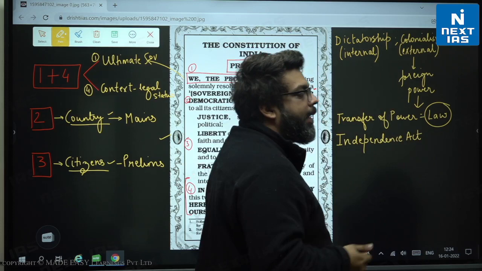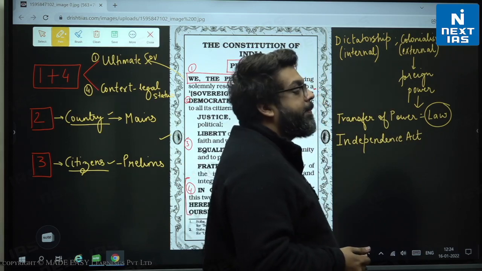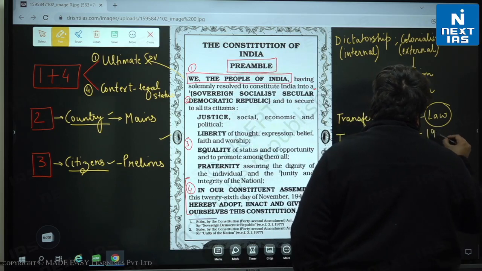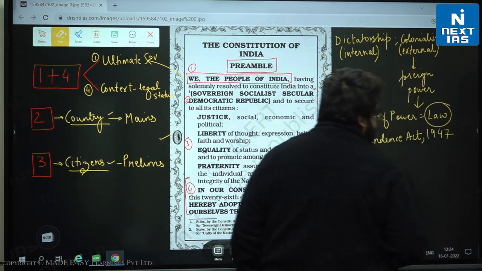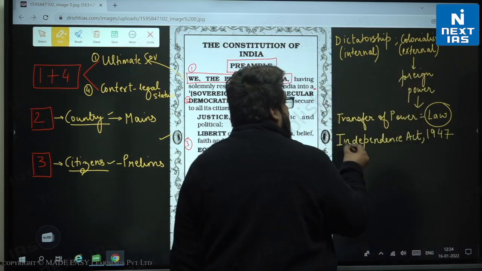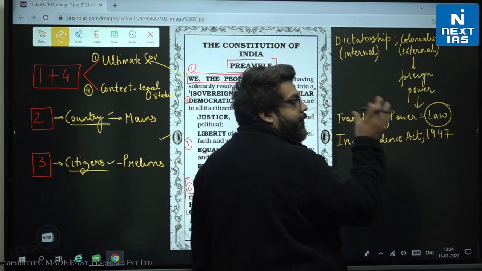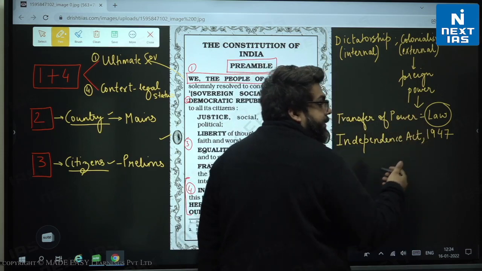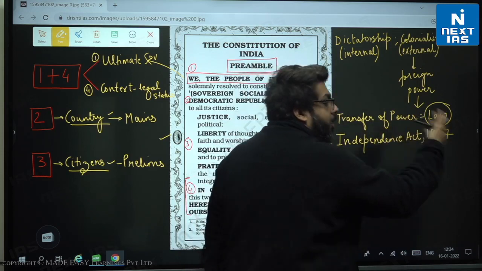passed in the British Parliament. At that time, the British Prime Minister was Clement Attlee. It is the Indian Independence Act of 1947, which was transferring the power from the British regime to Indians. Now, to Indians means what?